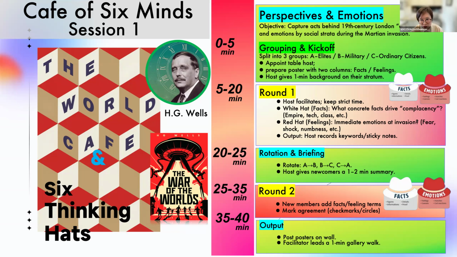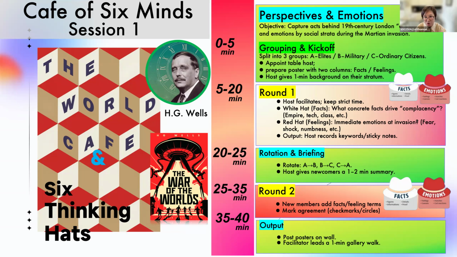For the setup, we will create a cafe-style environment. Each table of maybe 4 to 5 people will have one person designated as the table host. The host stays at the table to record and summarize, while all the other participants will rotate. Let's look at round 1, perspective and emotion.